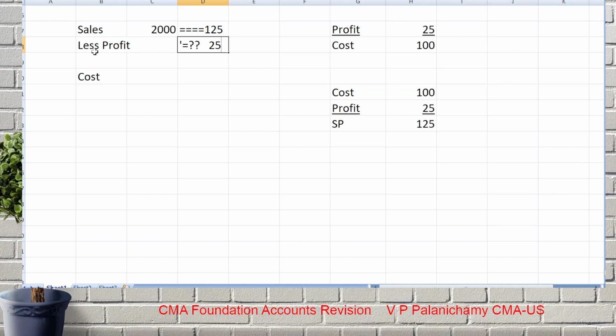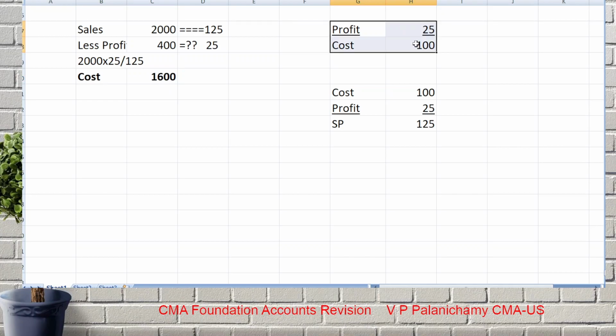Cross multiply. 2000 into 25 by 125. How much will it come to? Profit will be how much? 400. Less that and you will get cost. We sell for 2000 rupees. Of that, how much is profit? 400. Now what is the cost? 1600. Once again I repeat.